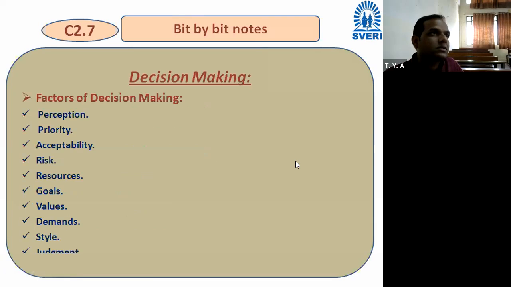The next, factors of decision making. If the question is for 7 marks or 8 marks, you should be able to elaborate. I have given ample points from definition to characteristics to factors, and now classification, the last one.